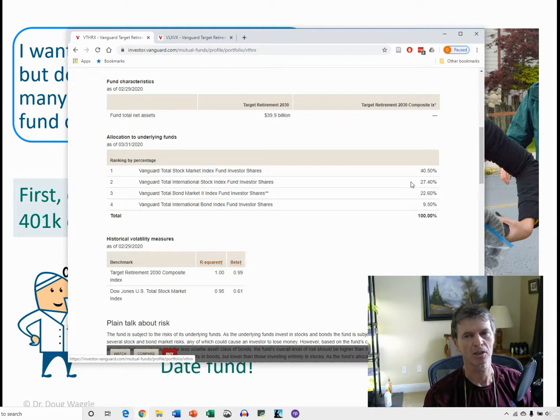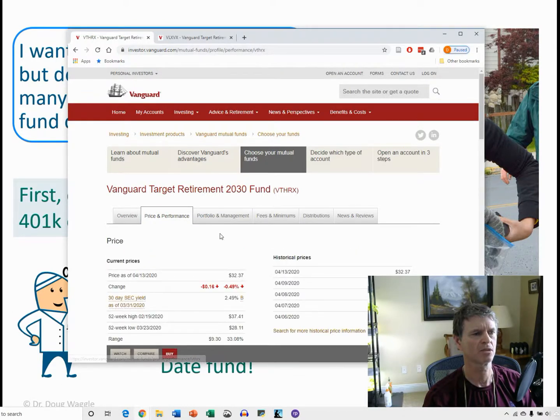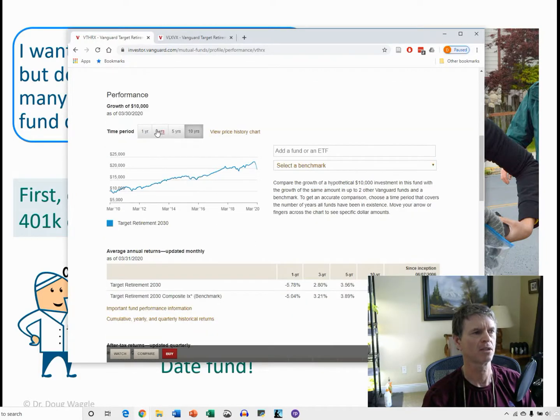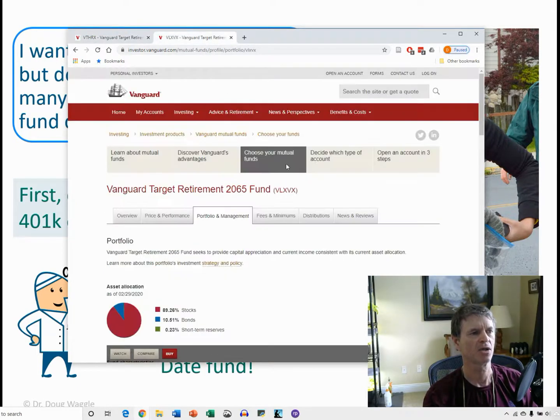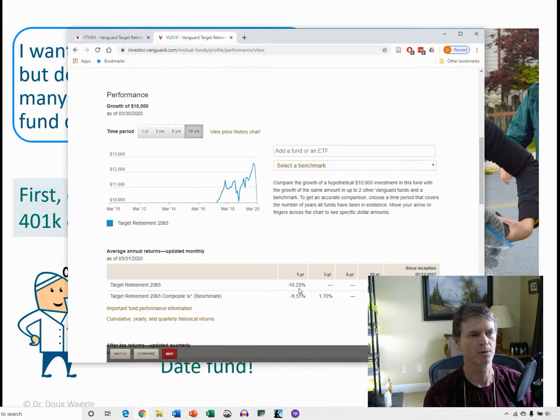So again, as you get closer to retirement, you want a fair bit less risk. These 31% bonds cushion some of the downside that you have from just being 90% stock. Actually these got hit pretty hard as well with the coronavirus. Let me look at performance. Over the past year, the target 2030 with that 30-some% bonds is down about 6%. The target 2065 over the past year is down about 10%.